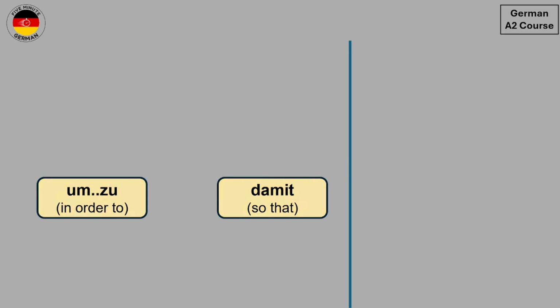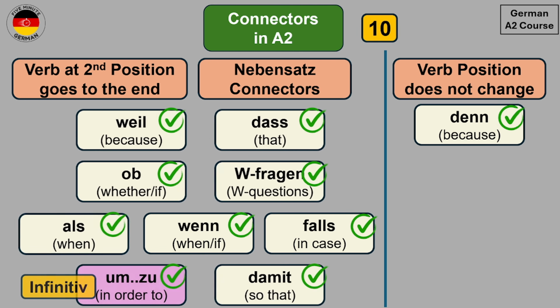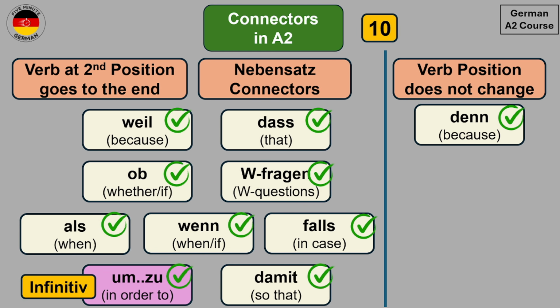And with this, we have now completed all the connectors in A2. In all the connectors which are mentioned on the left hand side, the verb at second position goes to the end. And in case of um zu, the verb comes in infinitive form and not in conjugated form. And denn is the only connector in which the verb position does not change.